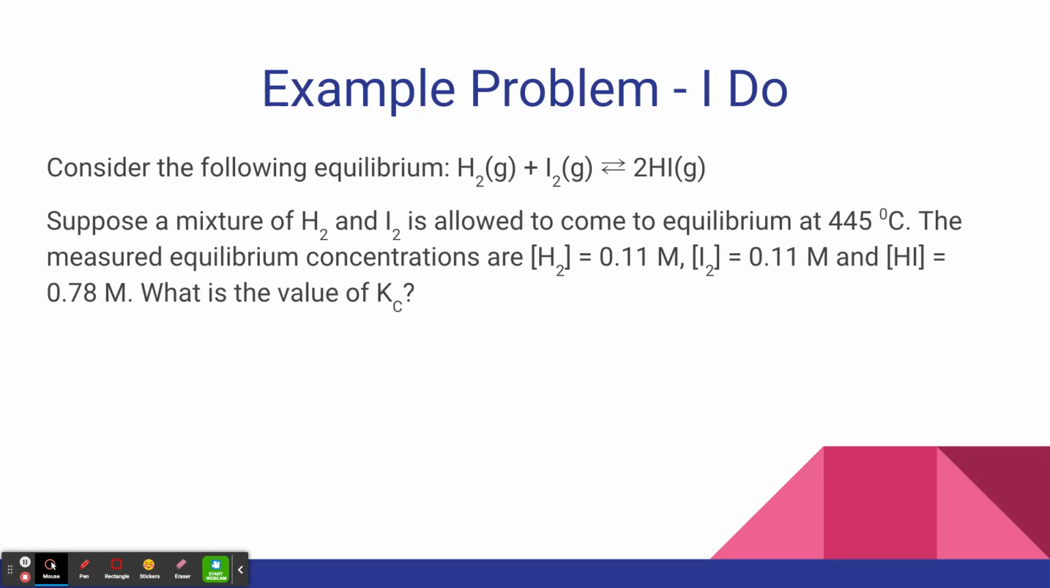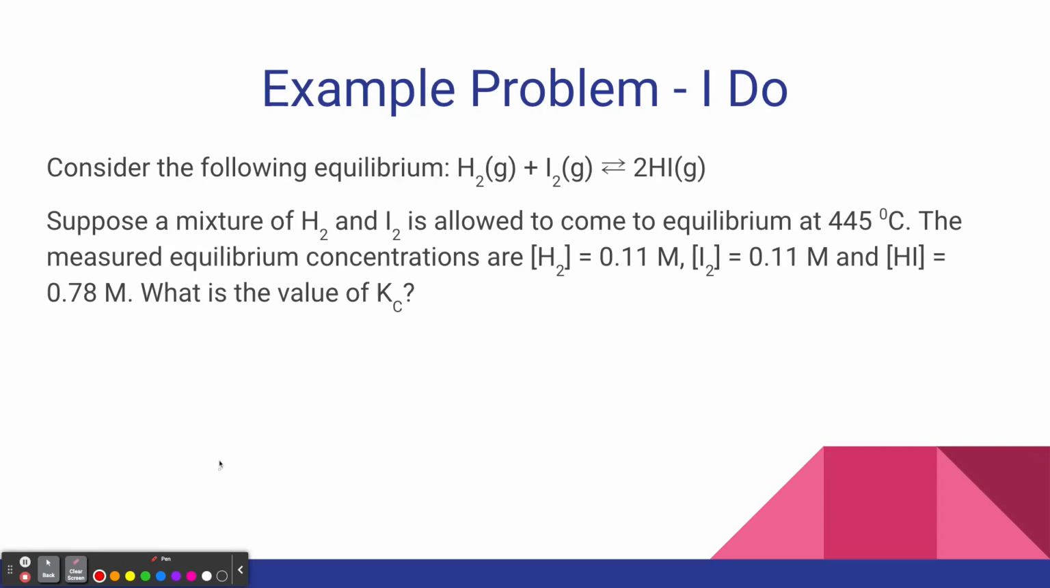So still considering the same equilibrium, suppose a mixture of H2 and I2 is allowed to come to equilibrium at 445 degrees Celsius. The measured equilibrium concentrations of H2 is 0.11 molar, I2 is 0.11 molar, and HI is 0.78 molar. Our question here is, what is the value of Kc for this given temperature, right?